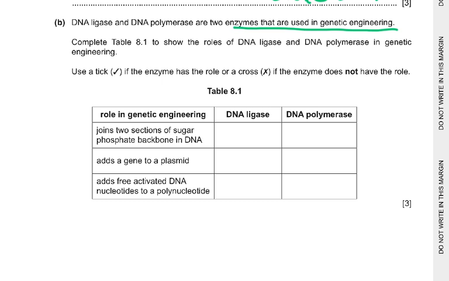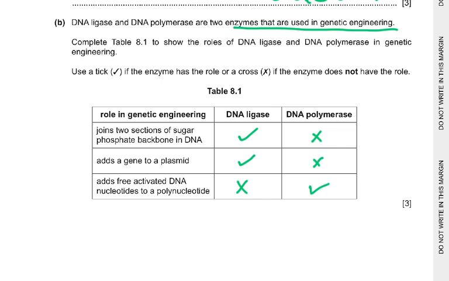To show the roles of DNA ligase and DNA polymerase in genetic engineering, use a tick if the enzyme has a role or a cross if the enzyme does not. So joins 2 sections of sugar phosphate backbone in DNA, we use DNA ligase, not the DNA polymerase. Then adds a gene to the plasmid, then we use DNA ligase. We do not use DNA polymerase. Adds free activated DNA nucleotides to a polynucleotide, that is, of course, the DNA polymerase.